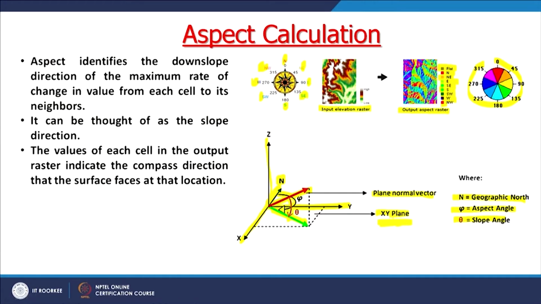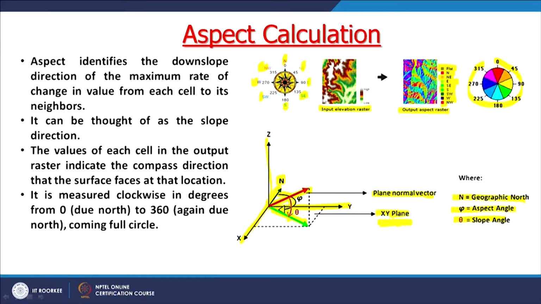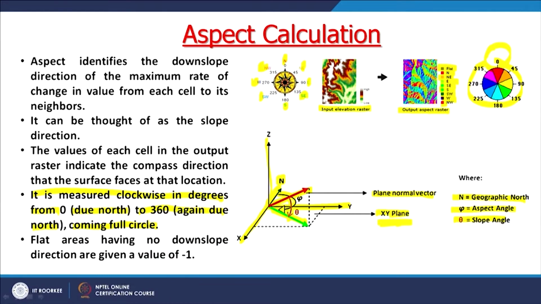The values of each cell in a raster indicate the compass direction with reference to north which the slope location is facing, and this is measured clockwise in degrees from 0, due north, to 360 degrees, again to north, completing a full circle. So, in that way we can cover the entire 360 degrees or full circle. Now, flat areas, this is very important.